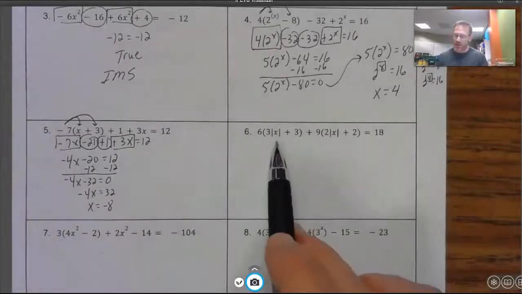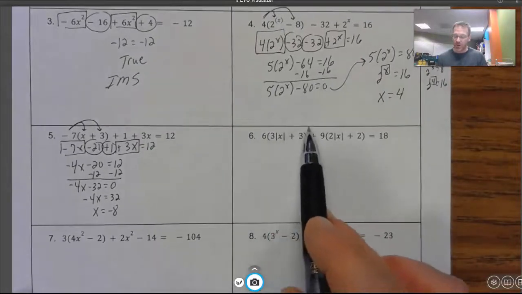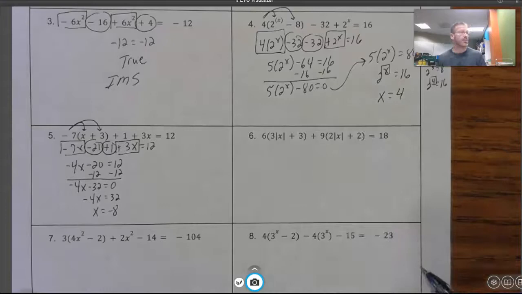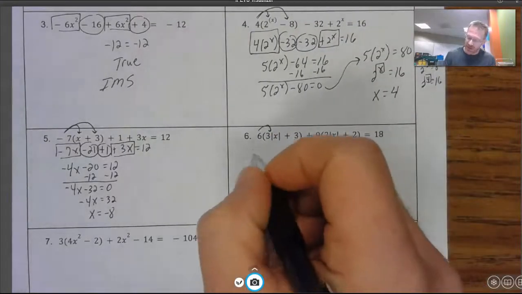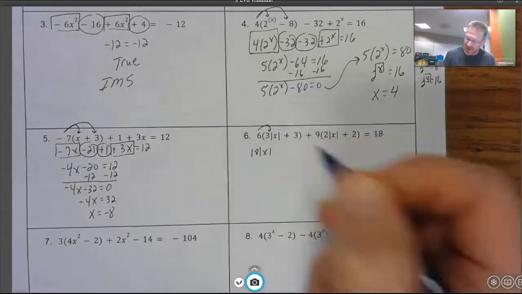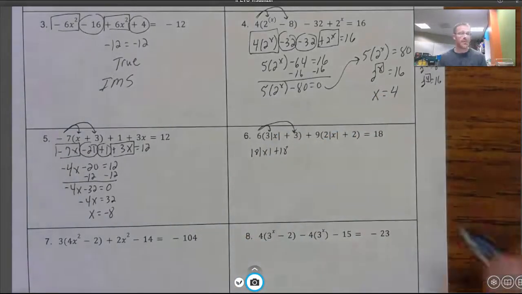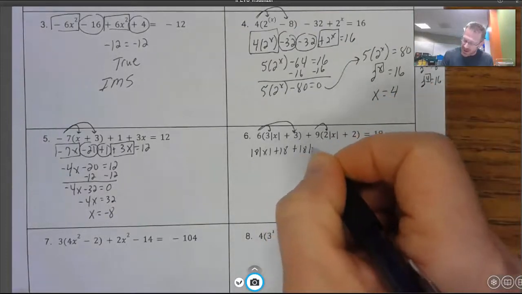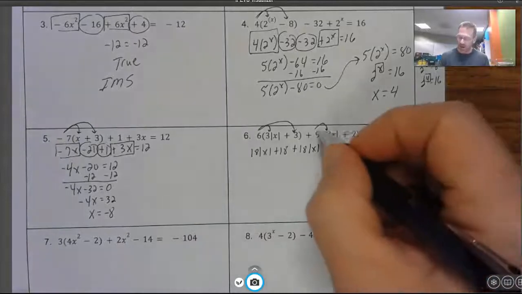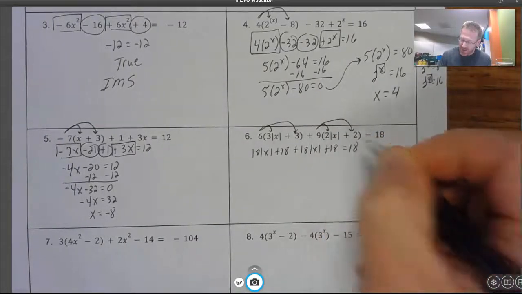All right, once again, I see that it's an absolute value problem. I'm going to expect 2 solutions. Now I have parentheses. They are open, so I can distribute into both of those. So let's take care of the first set there. 6 times 3 absolute value of x would be 18 absolute value of x. 9 times 2 absolute value of x is 18 absolute value of x. And then 9 times 2 is 18. And then I'm going to bring down the equal to 18 here.